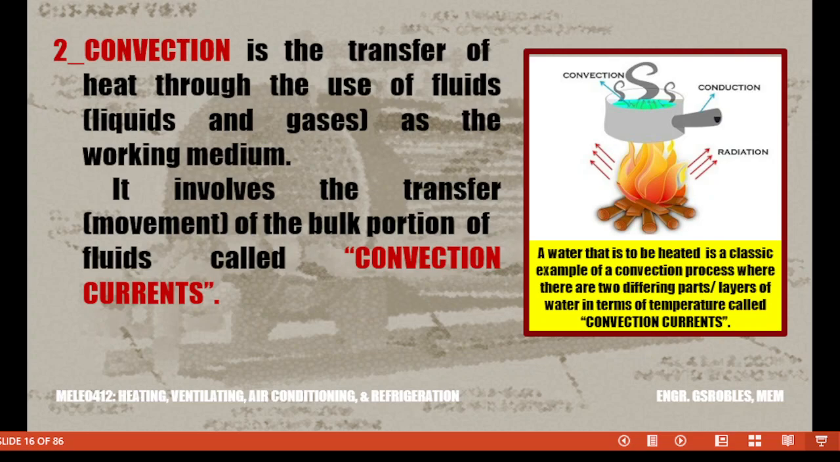So convection in most cases always takes place along with conduction. Kasi nga basically, kailangan din natin ng presence ng solid. So classic example is when we heat water inside the casserole. So yung casserole being a solid, hindi natin pwedeng initin basta-basta yung liquid without the presence of solids.